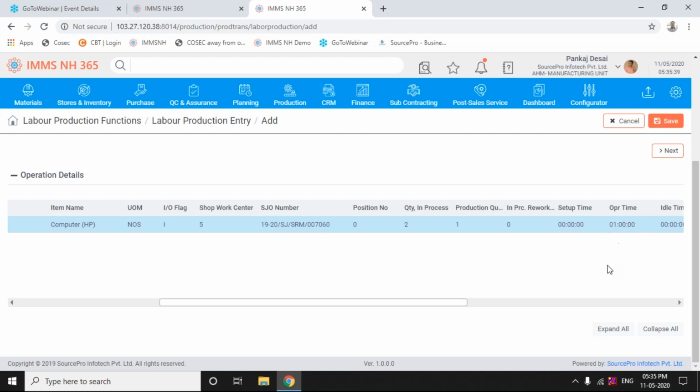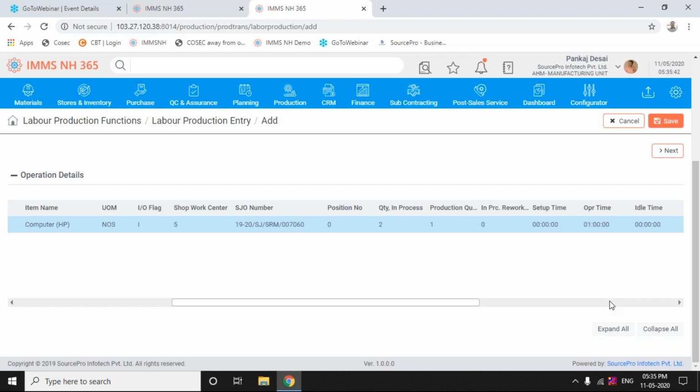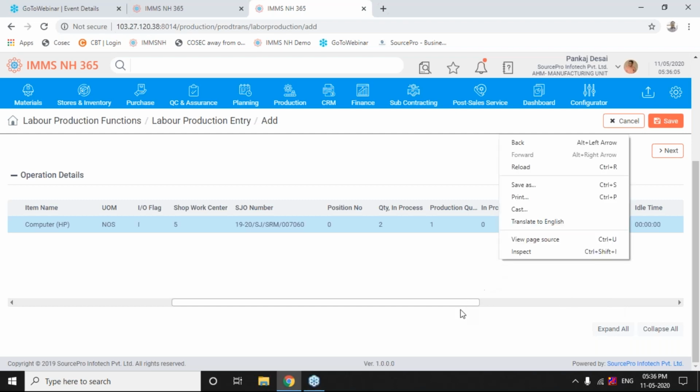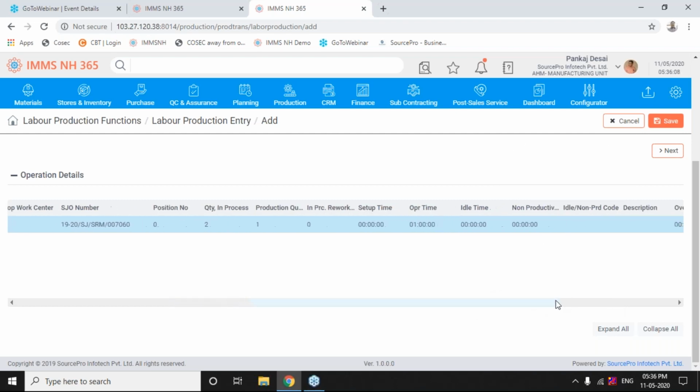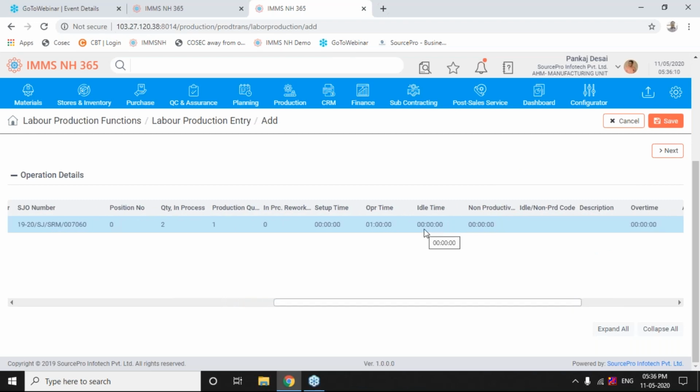Now, when I am making an employee-specific entry, say there is a shift of 8 hours. If this operation was down, if this work center was down for some reason, that there was no power or there was something else, you can also book idle time, or non-productive time. That this person was idle or non-productive, and why; then you can select the reason from the master that is definable.